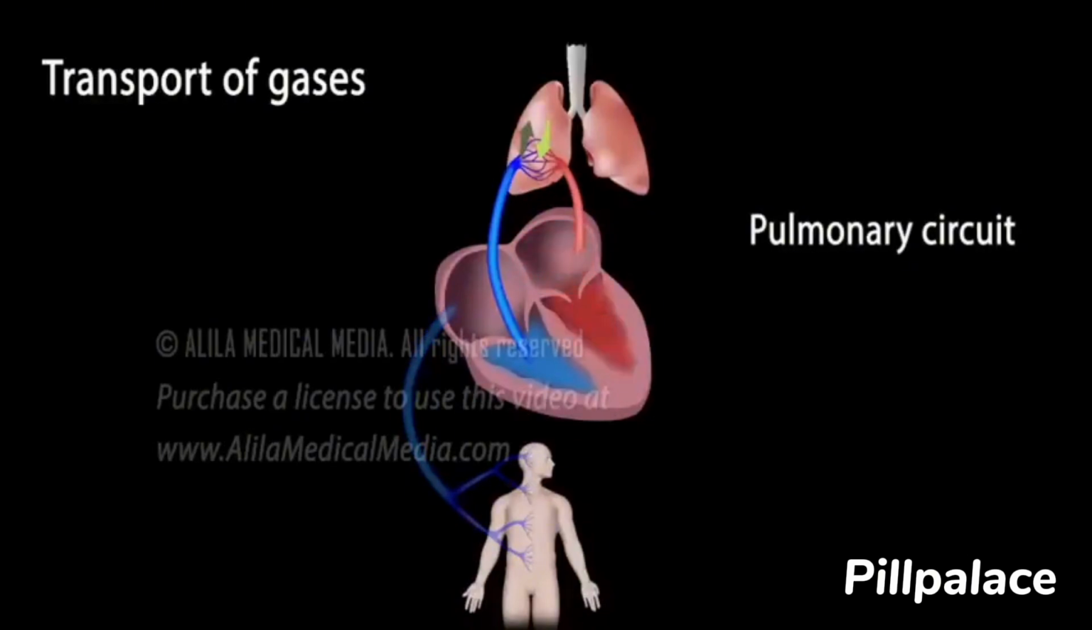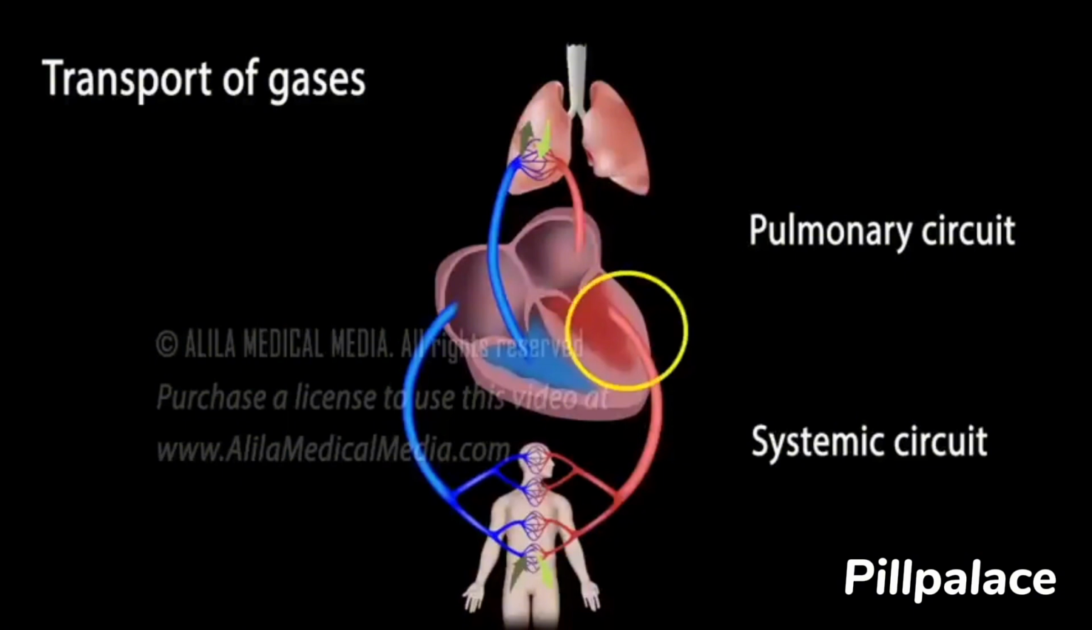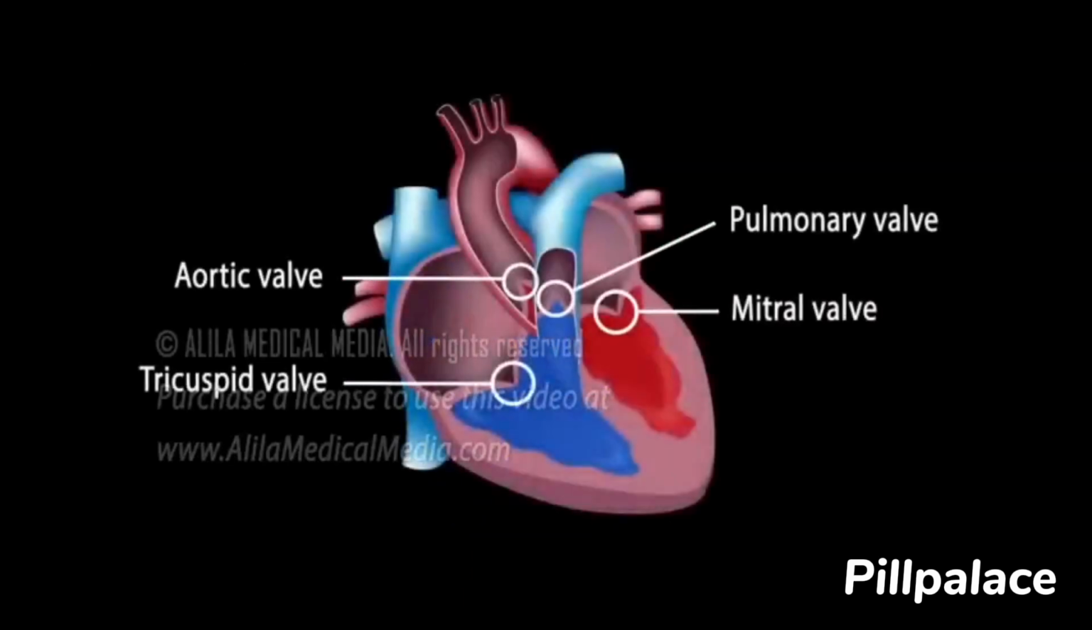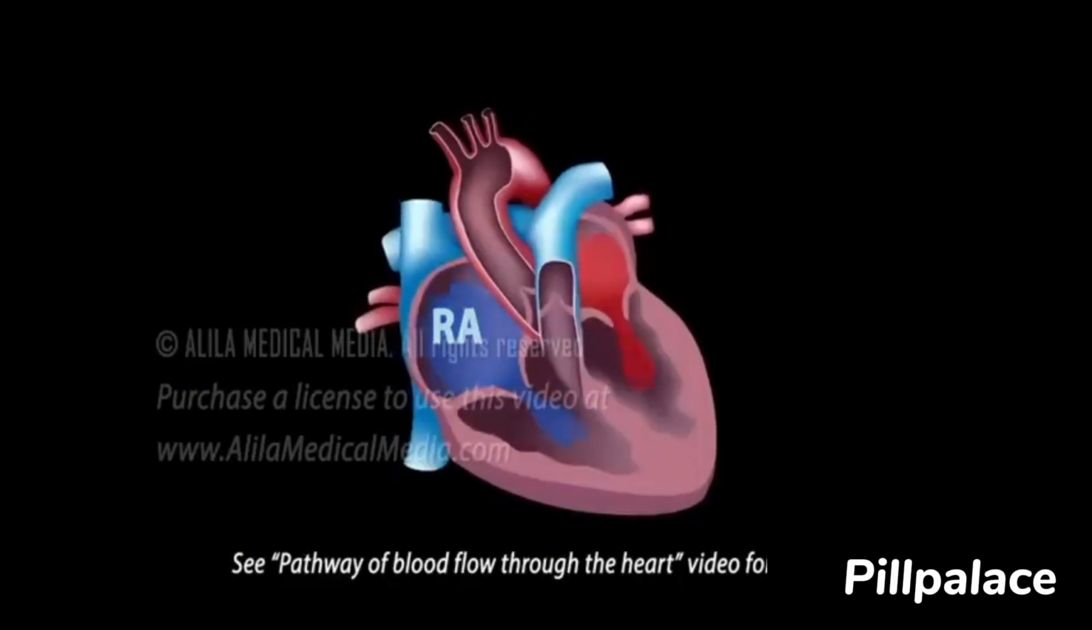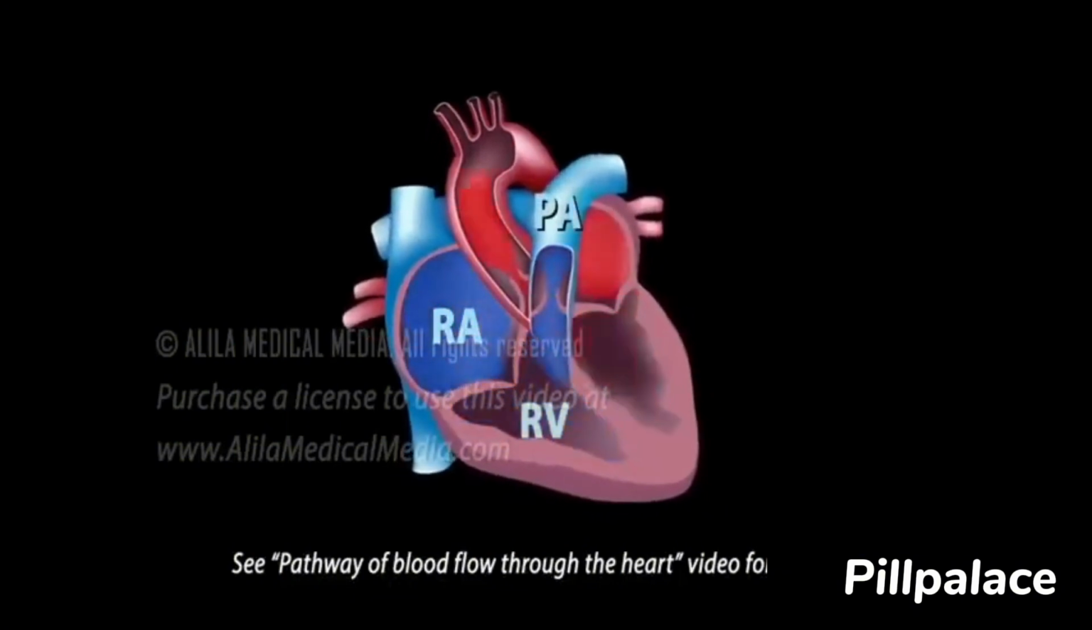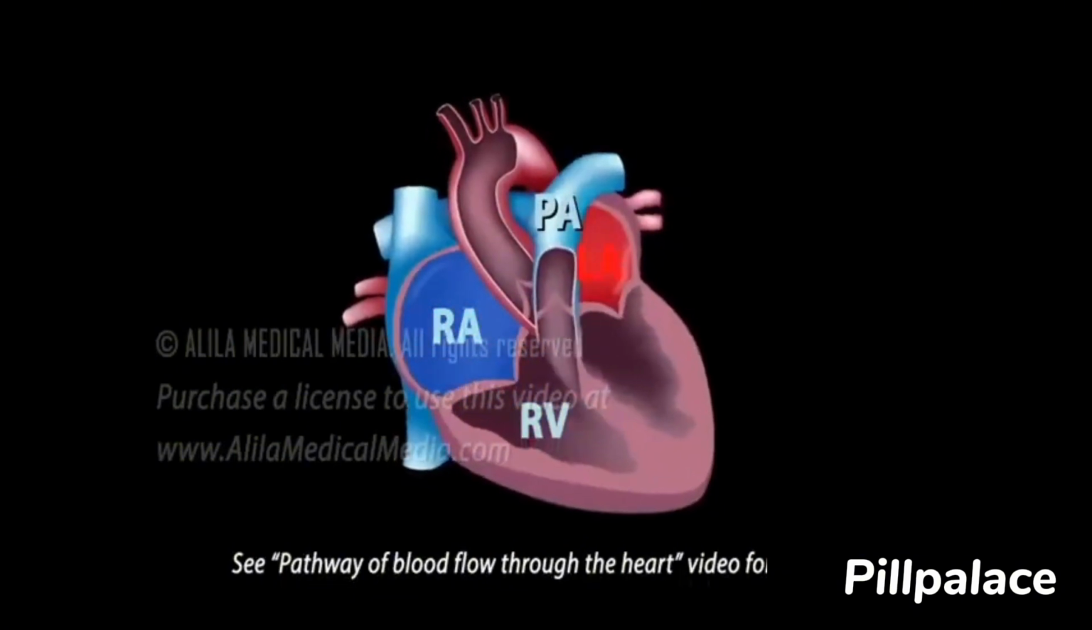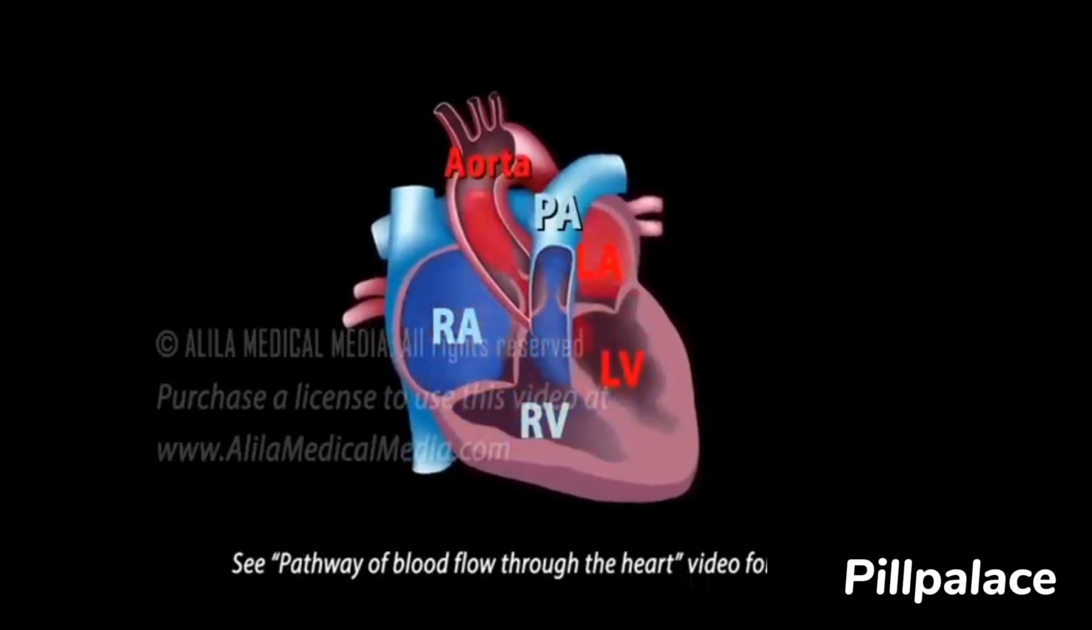The left side of the heart pumps oxygen-rich blood to the body's tissues, where it unloads oxygen and picks up carbon dioxide. The resulting deoxygenated blood again returns to the heart's right side to complete the cycle. This part is the systemic circuit. Because the heart's left side has to pump blood to the entire body, it has much thicker muscle than the right side. There are 4 valves which serve to ensure one-way blood flow through the heart. Oxygen-poor blood flows from right atrium to right ventricle to pulmonary arteries, while oxygen-rich blood moves from left atrium to left ventricle to the aorta.